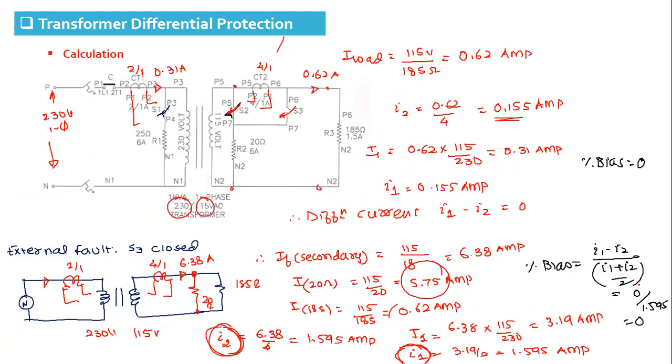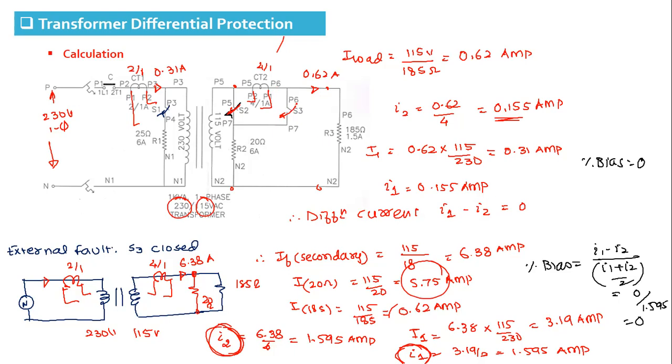So in this experiment, what we have to understand is that under normal condition, the current through both the CTs will be the same. Although they are identical, still there will be some spill current flowing through the relay coil. But that current will be small enough that it will not create any problem to relay operation.